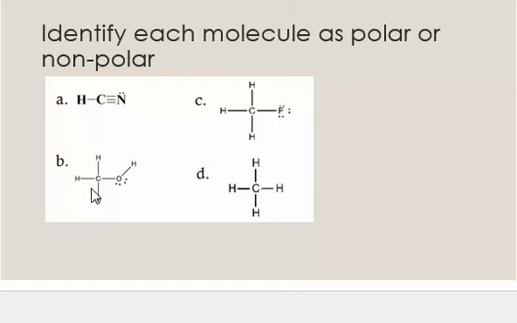Molecule B has a carbon singly bonded to 3 hydrogen atoms and singly bonded to 1 oxygen atom, which is then bonded to a hydrogen atom. Molecule C has a carbon atom singly bonded to 3 hydrogen atoms, and the carbon is also singly bonded to a fluorine atom. Molecule D has carbon singly bonded to 4 hydrogen atoms.